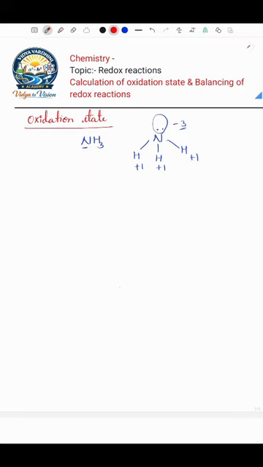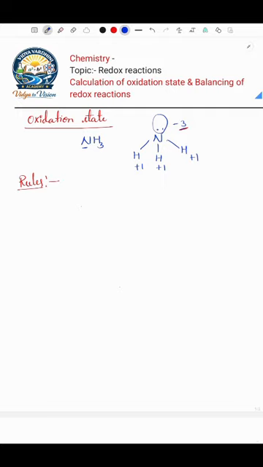Okay. Then how do we calculate? Are we going to write the structure of all the molecules like this and predict what is the charge on the central atom? No. There are some rules we need to understand, so that will help us to calculate oxidation state.